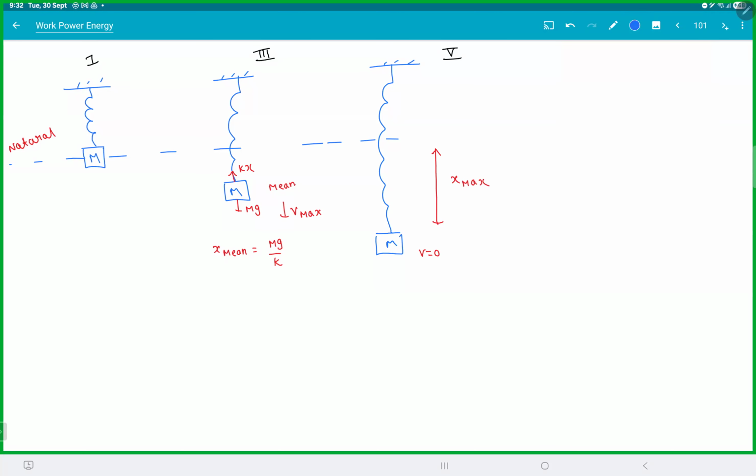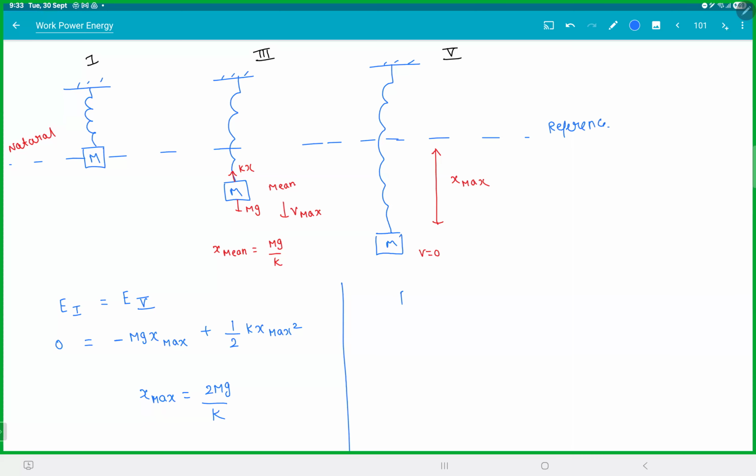Great. I'll take the natural length also as a reference line. Energy in state 1 is equal to energy in state 5. Initial potential energy, 0. Initial kinetic energy, 0. Final gravitational potential energy is minus mg x max. Spring energy is half k x max square. So we are choosing this line as a reference for gravitational potential energy. We get x max is equal to 2 mg by k. So that is one thing. Remember that you always get double the mean position.